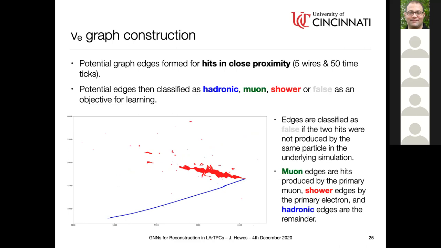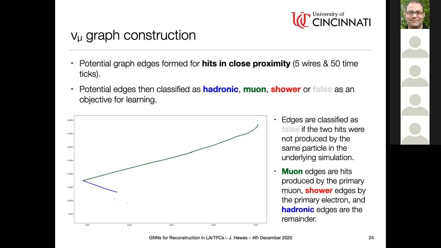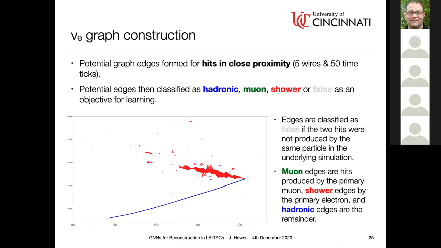Again, I can show something similar. This is what an example graph would look like for the new E interaction. So I can jump between, you can see the muon track is green here, whereas the proton track is blue. And here the story is similar, except now the shower itself is red rather than green.